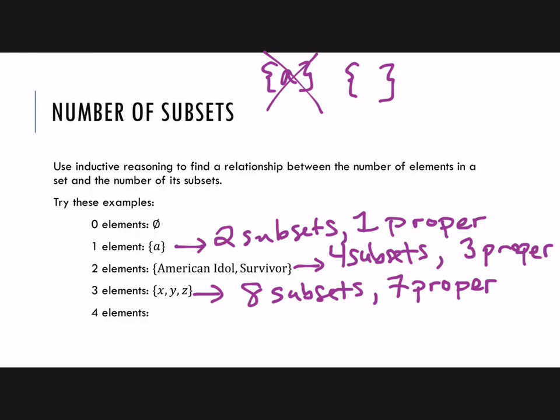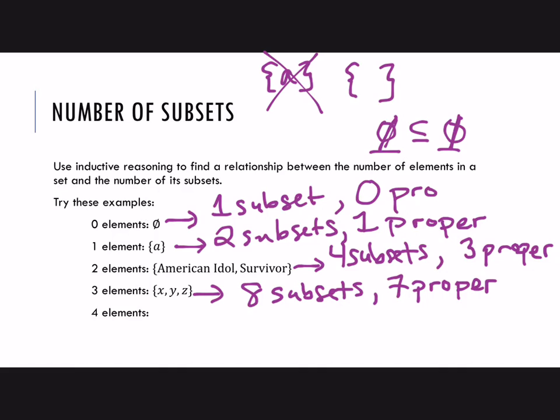Okay, how about the empty set? Well, the empty set itself is a subset of itself. This is a true statement. There are no elements in the empty set that are not also in the empty set. So it has 1 subset, but it's not a proper subset because it's equal to itself. So it actually has 0 proper subsets. We can't make any smaller subsets than that one. It's already as small as it gets.